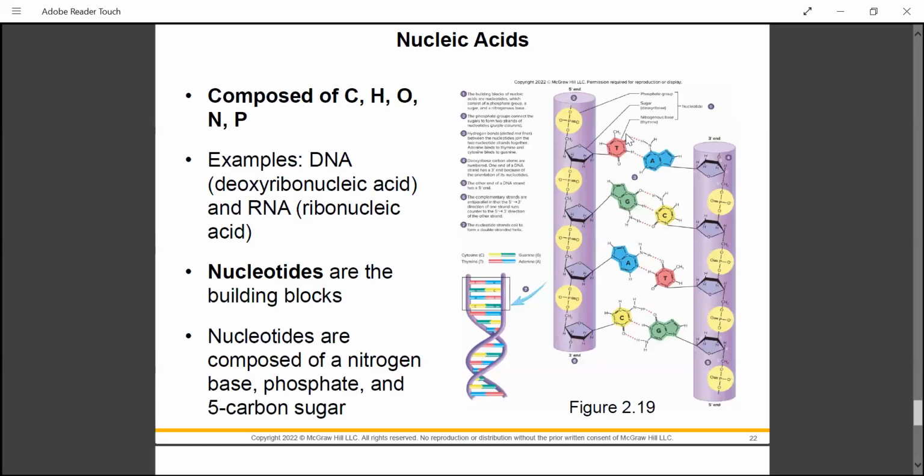So the nucleotide is composed of that base, as well as our 5-carbon sugar here, and a phosphate group. So that's what makes up our nucleotide. So we have the nitrogen base, our sugar, it's a deoxyribose, so that's why it's called deoxyribonucleic acid, and our phosphate group.